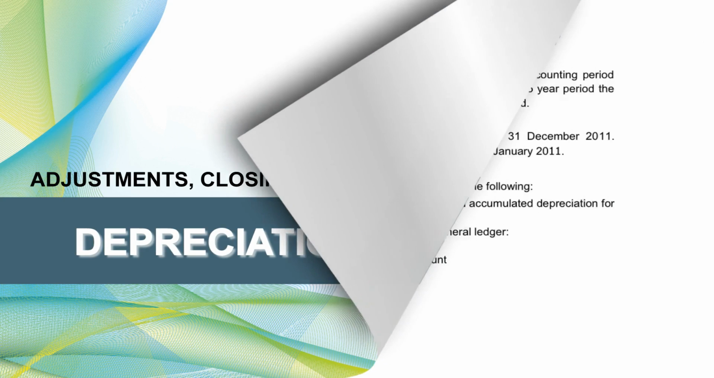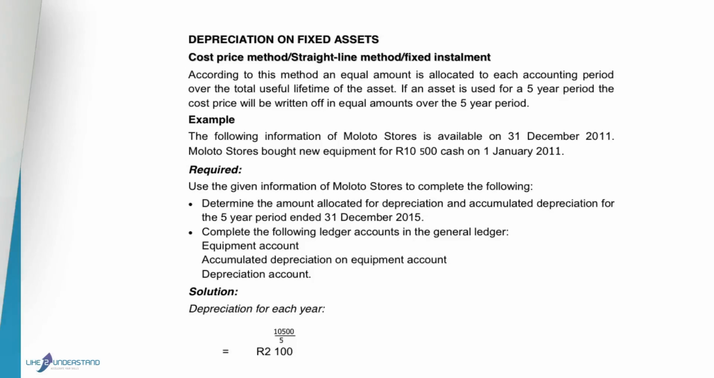Good morning. We will pay attention to depreciation on fixed assets today. We will spend time on the cost price method. That's also called the straight line method, or fixed installment method, where we calculate it over a period of 5 years. According to this method, an equal amount is allocated to each accounting period over the useful life of the asset.